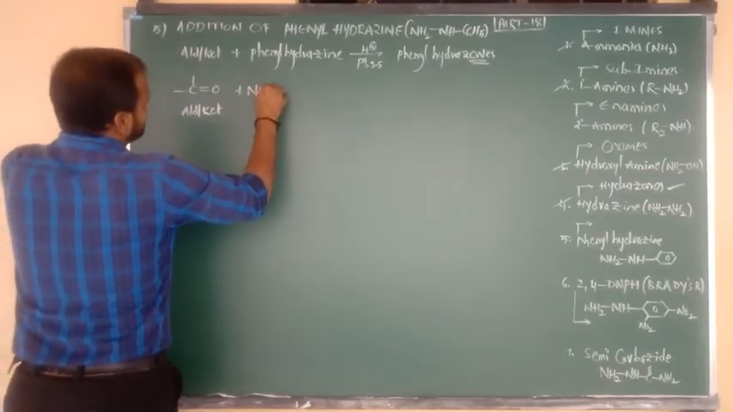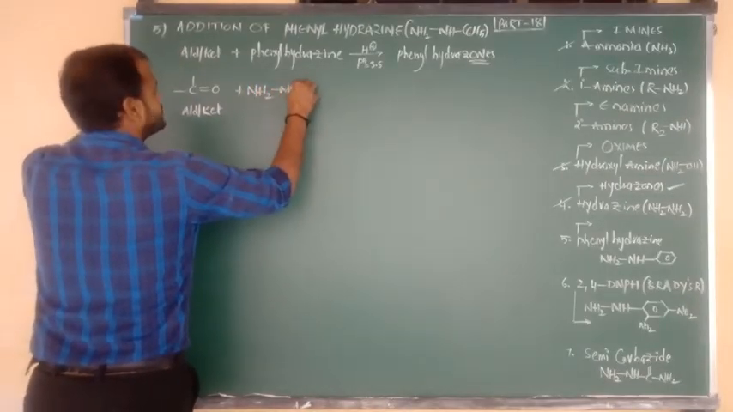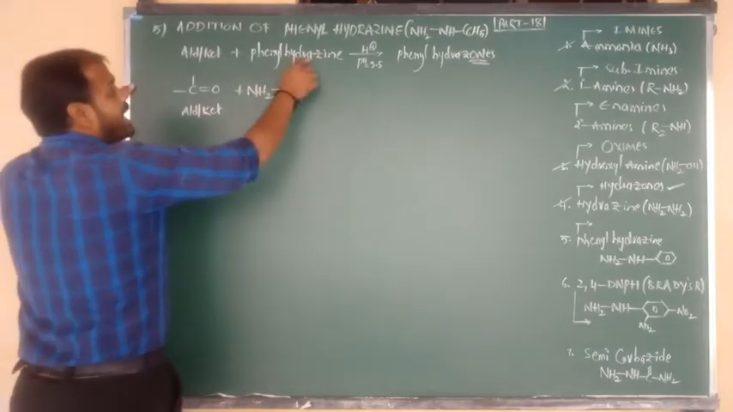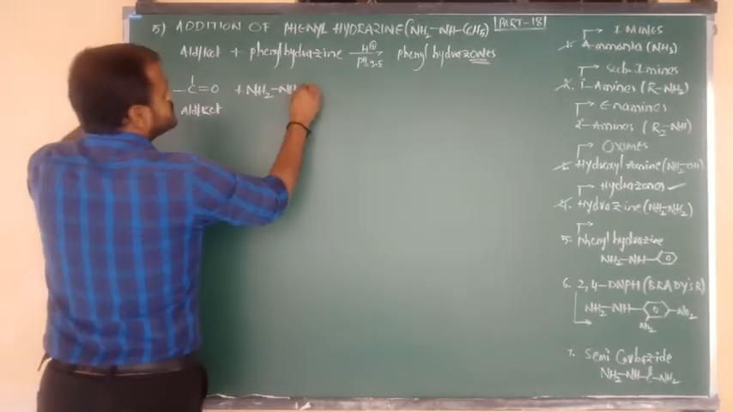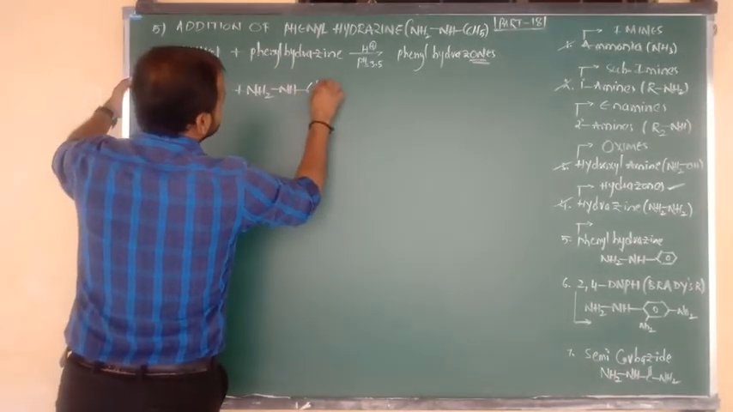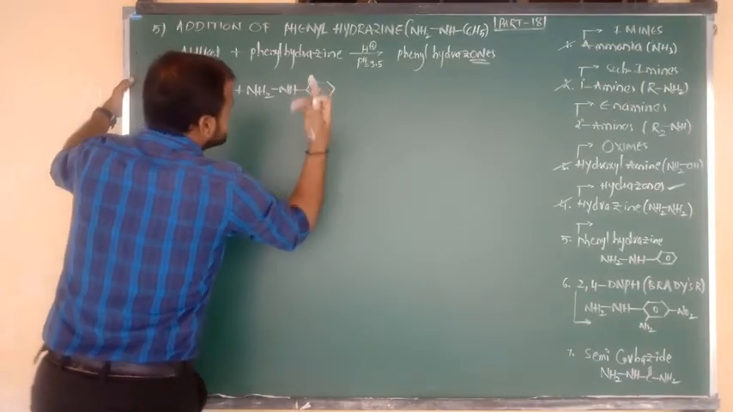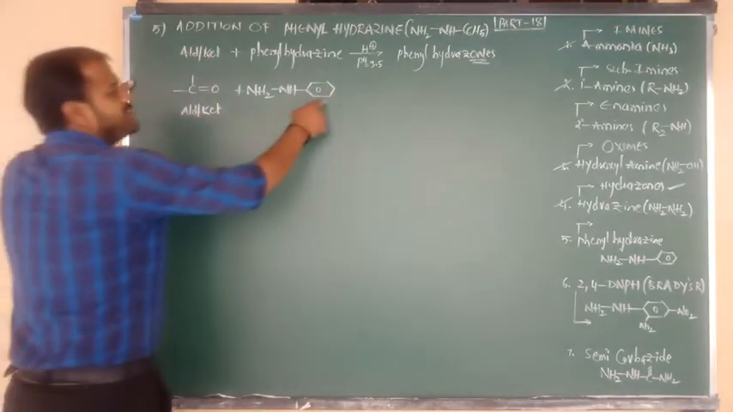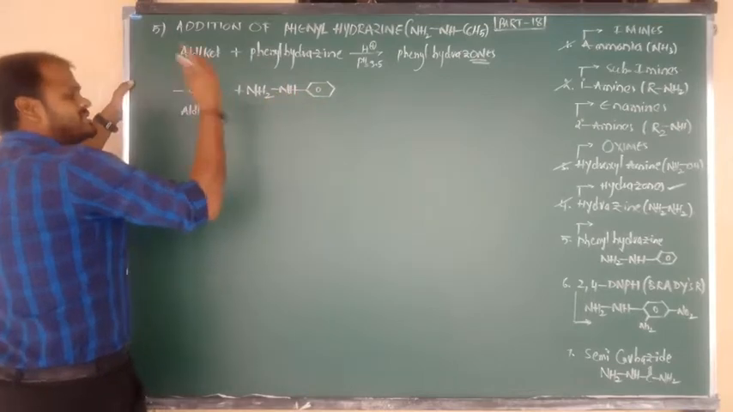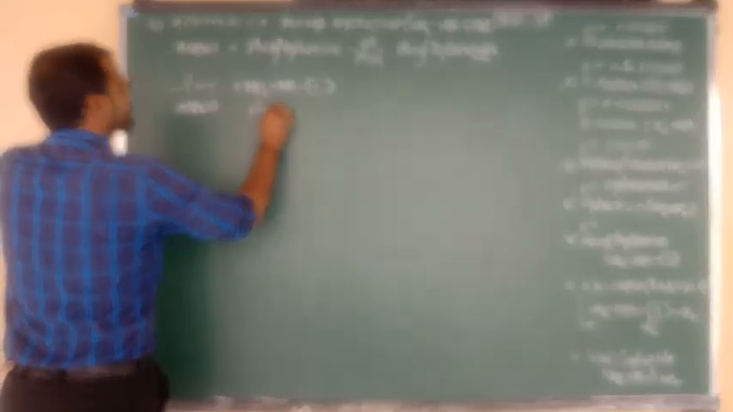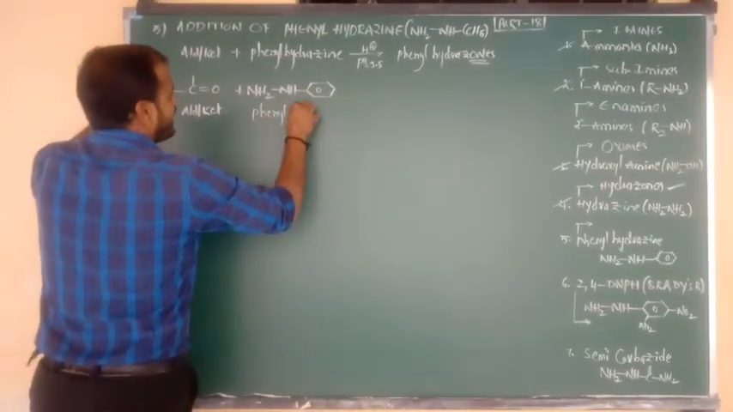Hydrazine means NH2 bonded to NH, and hydrazine connected to a phenyl group. So simply we can say that here you can write benzene, otherwise you can write C6H5 as you wish. So this is your phenyl hydrazine.